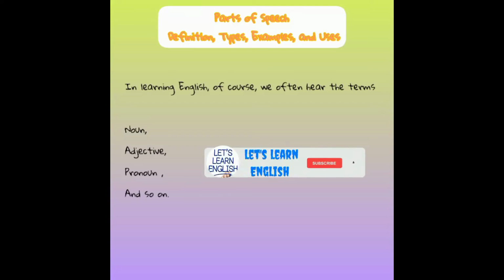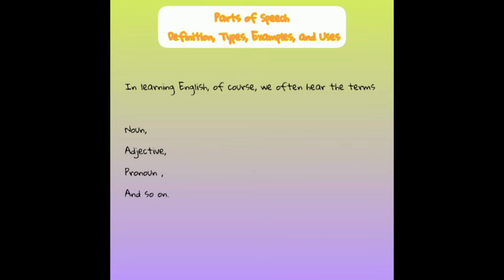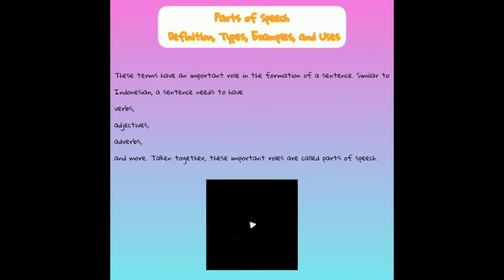Parts of speech: definition, types, example, and uses. In Learn English, of course, we often hear the terms noun, adjective, pronoun, and so on. These terms have an important role in the formation of a sentence. Similar to Indonesian, a sentence needs to have verbs, adjectives, adverbs, and more taken together. These important roles are called parts of speech.